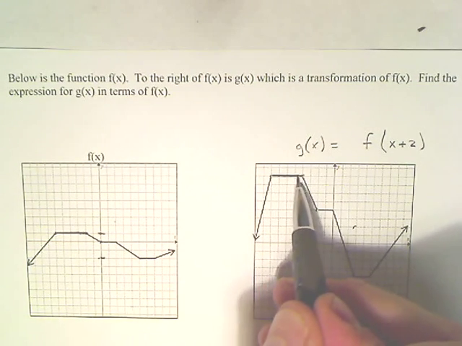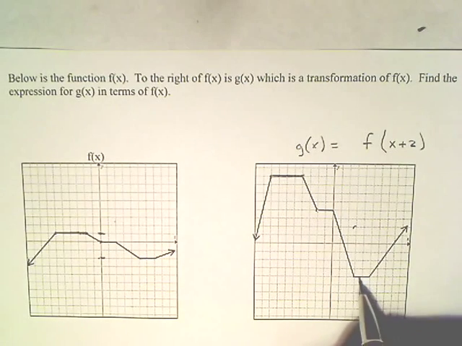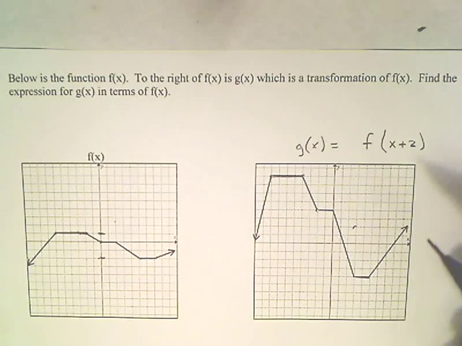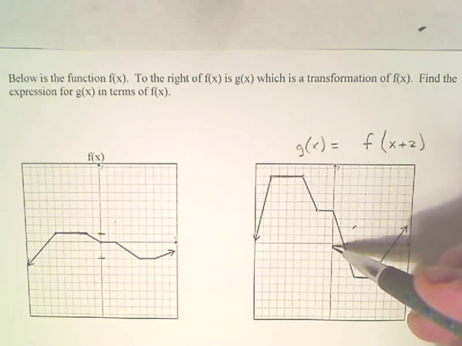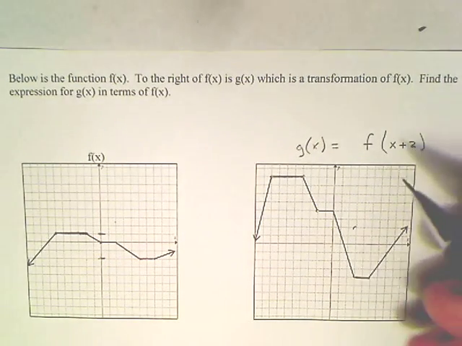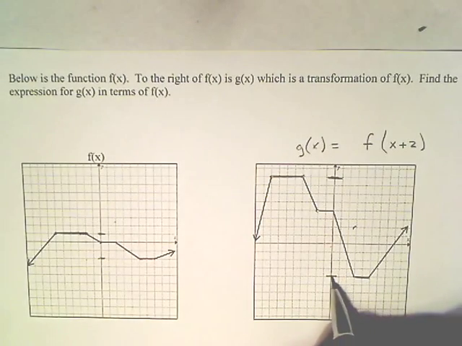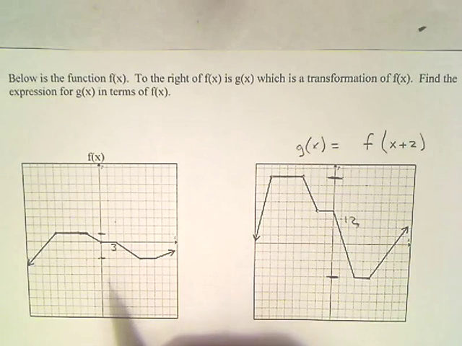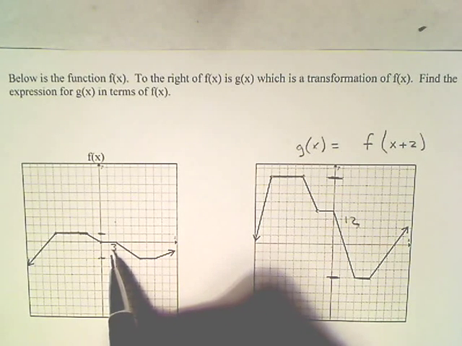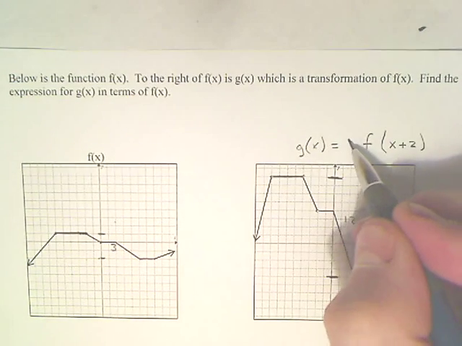Here's that same top straight section. Here's that same bottom section, which is now 1, 2, 3, 4, 12 wide. The distance from here to here is now 12 units. It was 3 units. So what was the stretch factor? 3 was multiplied by 4 to get this value.